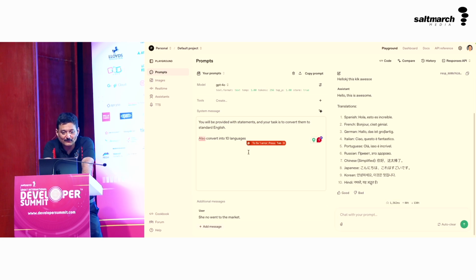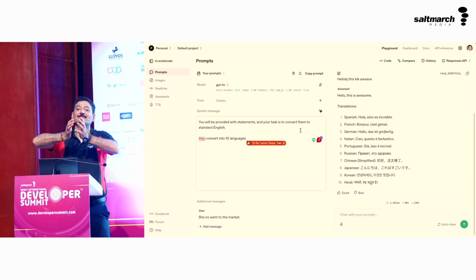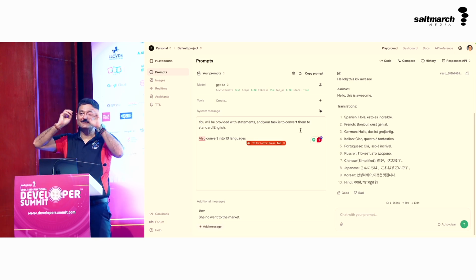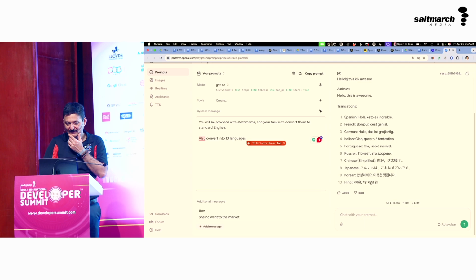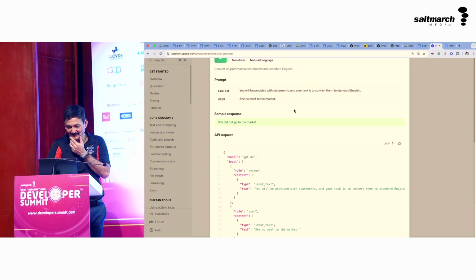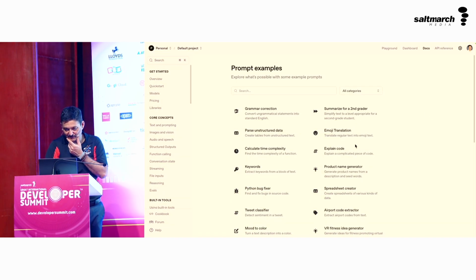Temperature means if you set the temperature to 0, and I'll talk about that separately, it will stop hallucinating. It will give exact results. Now, if you're doing mathematical calculations, set the temperature to 0. That's very important to understand. So there are a few things you have to understand when you're trying to do that.